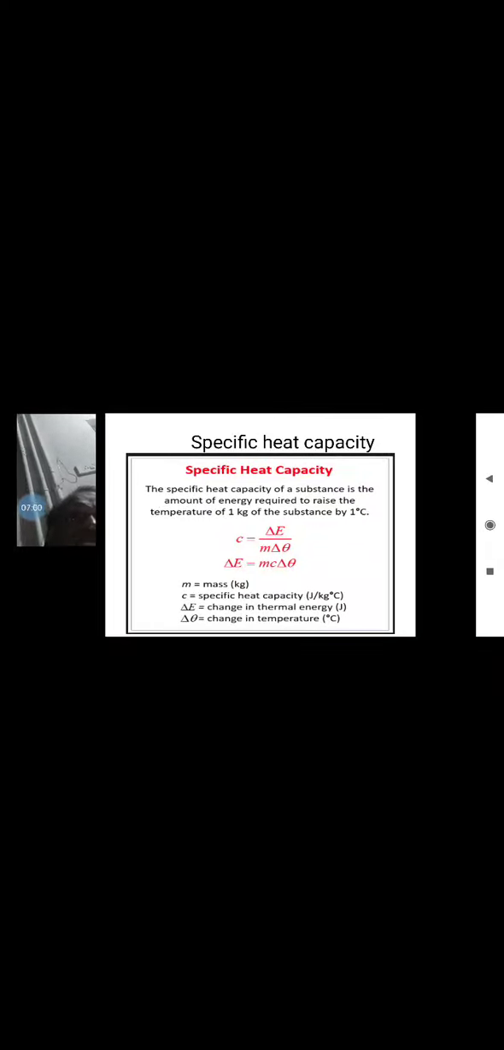We can precisely say how much heat energy is required to raise 1 kilogram of a given substance by 1 degree above the room temperature. That is called specific heat capacity. Mathematically, it can be written by the formula specific heat capacity C equals del E by mass into del theta.